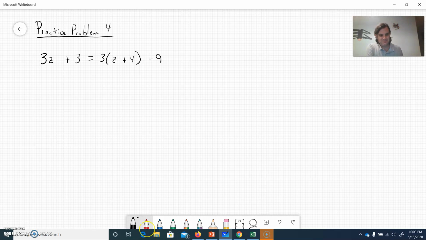So in the procedures that I gave you, there's no fractions. So we'll start with trying to get rid of those parentheses by using the distributive property, because we want to push this 3 outside the parentheses into the z and the 4. So in doing that, our equation will read from left to right: 3z plus 3 equals 3z plus 12 minus 9 after we distribute.